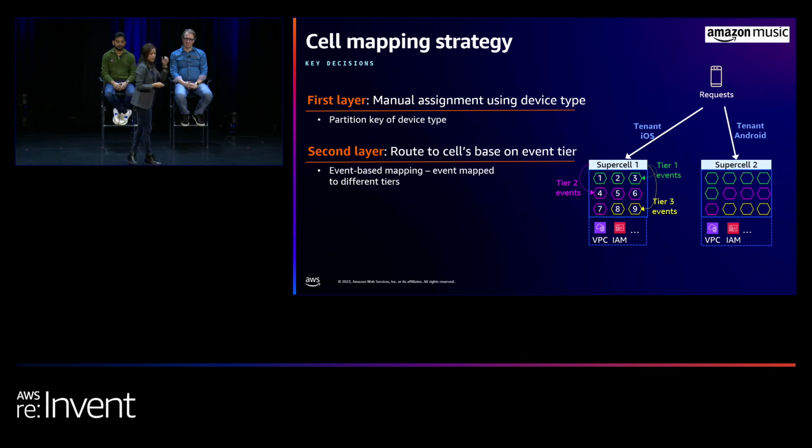The other thing that they did was route to cells based on the event tier. So let's say they had customer events and operational events. Customer events were labeled as the most critical events, in this case tier 1 events, and so on, like tier 2, and tier 3 were the least critical, which are operational events. And that way, if they have a lot of noisy traffic, let's say on tier 3 operational events, that would not impact their tier 1 events. And all of these tier 1, tier 2, tier 3 get routed to a different set of cells inside that supercell.